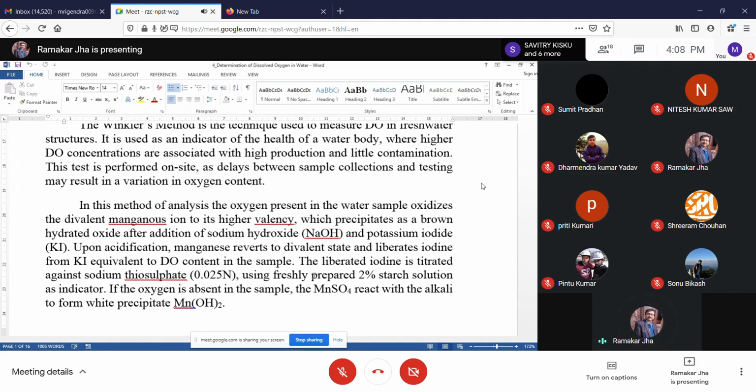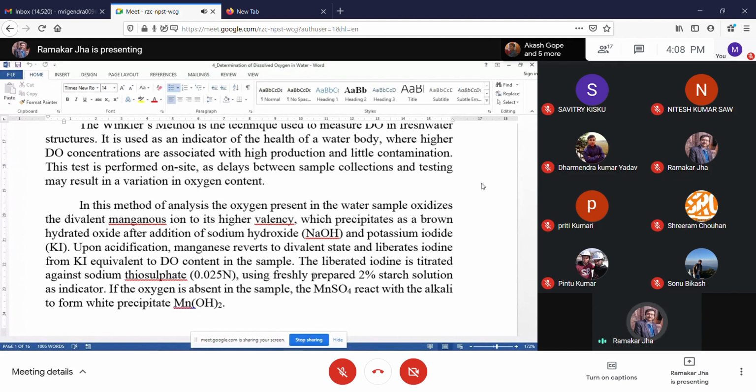Here, instead of MnSO4 and alkali azide, we are using NaOH and KI. Other things are the same. In manganese ion, we are using these things and then H2SO4. When we make it, we get the precipitate, the solid settles down at the bottom. After that, we bring it to the lab and add starch.